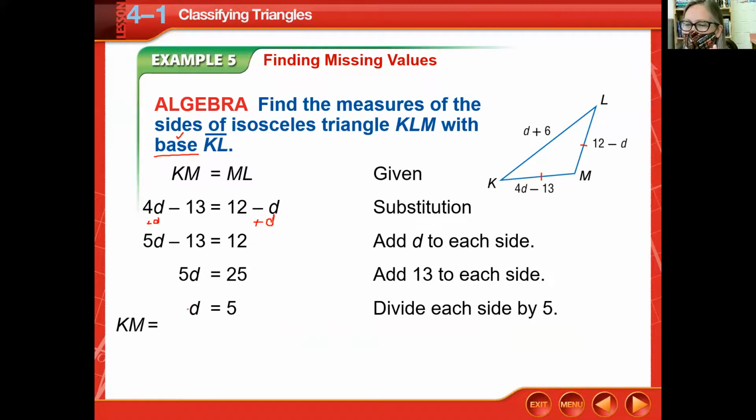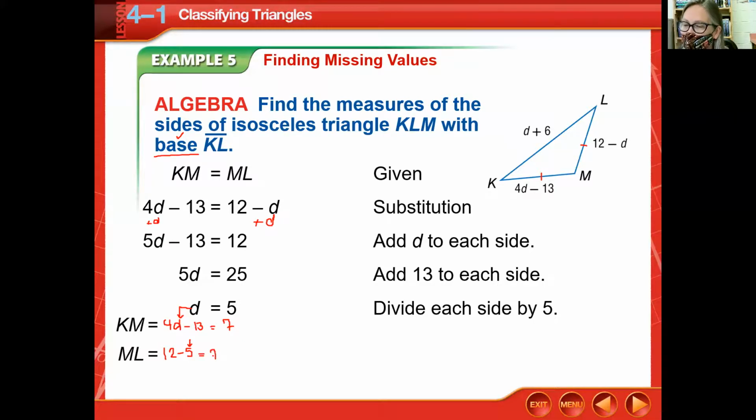If D equals 5, how can I find the length of KM? Well, KM is given to me as 4D minus 13. So 4D means I'm going to take 4 times 5, since I just solved for D and it's 5. So 4 times 5 is 20. 20 minus 13 is 7. Okay, what's ML? ML is 12 minus D. So what I need to do is substitute D in here. 12 minus D is 12 minus 5, and that equals 7.